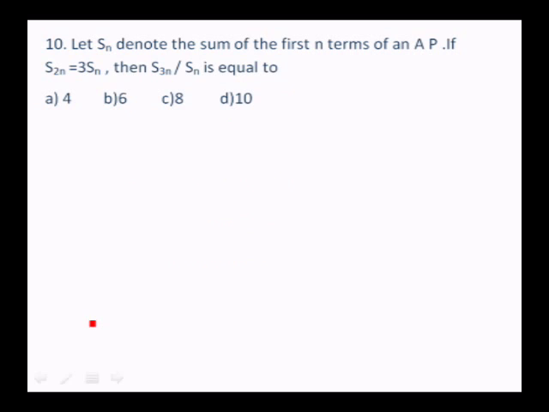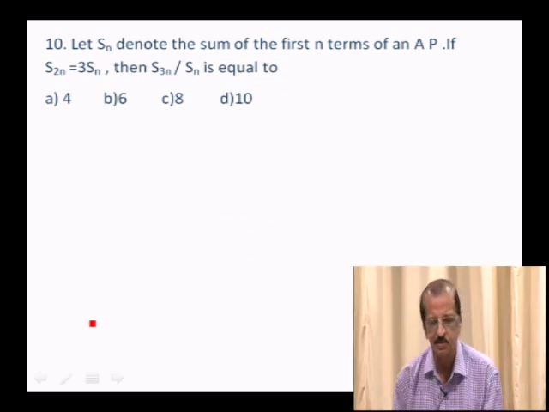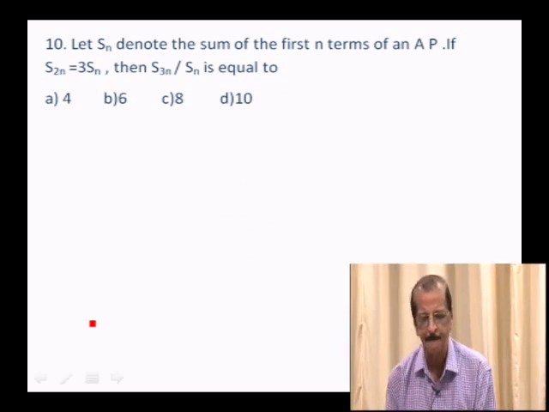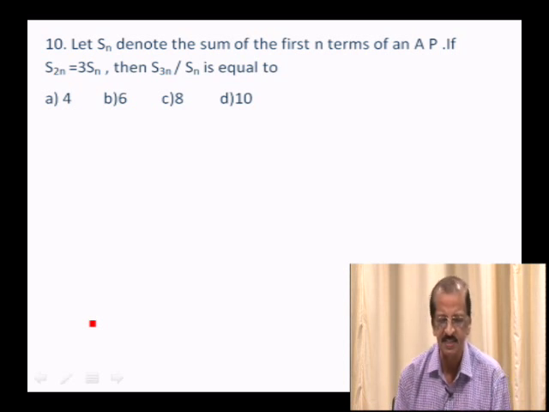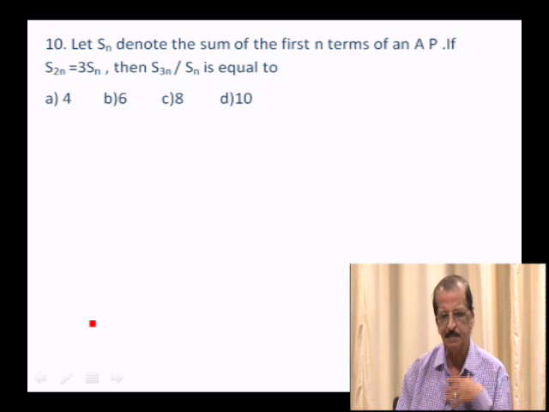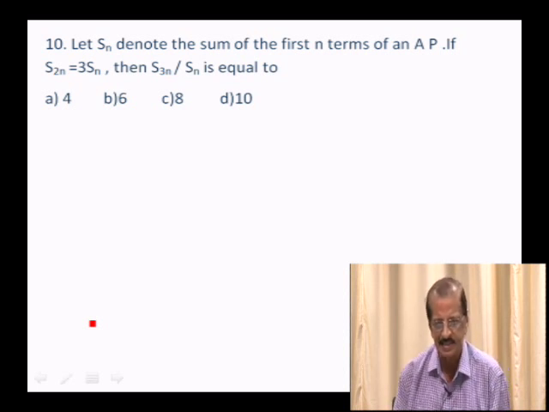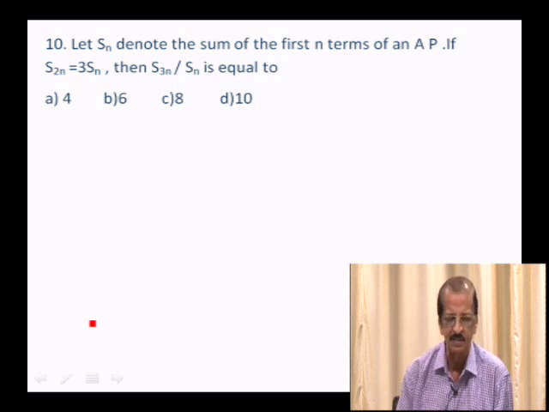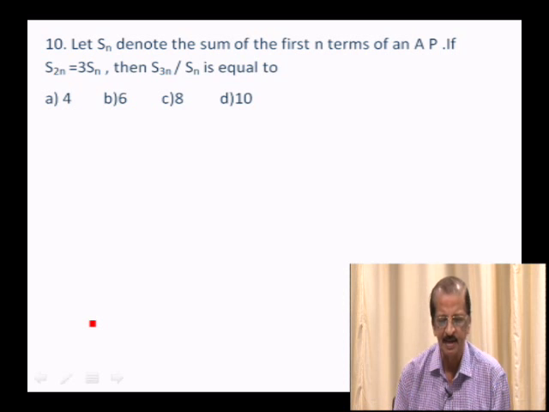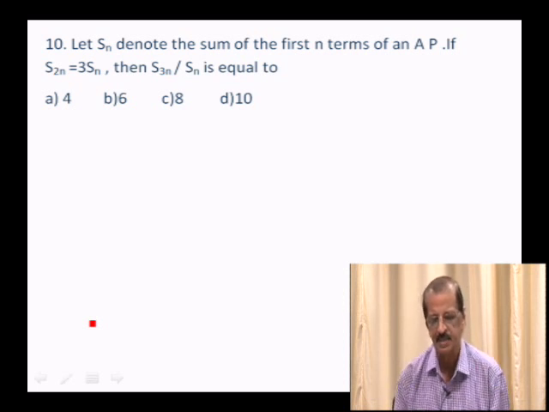10ನೇ ಪ್ರಶ್ನೆ ಹೋಗೋಣ. 10th question. Let Sn denote the sum of the first n terms of an AP. If S2n is equal to 3Sn, then S3n by Sn is equal to. ಸೊ ಈ ಪ್ರಶ್ನೆಗೆ ಸ್ವಲ್ಪ ವರ್ಕಿಂಗ್ ಜಾಸ್ತಿ ಇದೆ. ಅಂದರೆ you have to calculate Sn, S2n, S3n and then use this result S2n is equal to 3Sn and then calculate S3n by Sn. So let us see how it can be done.